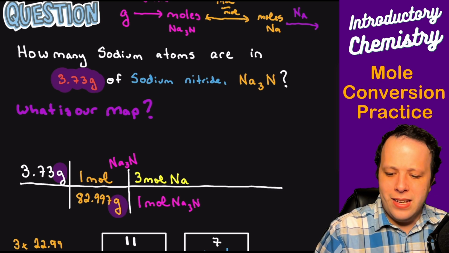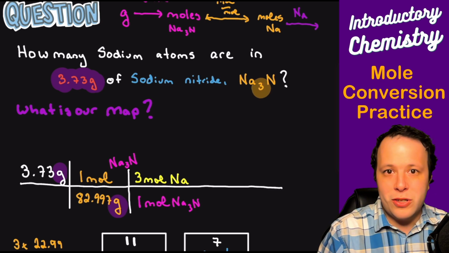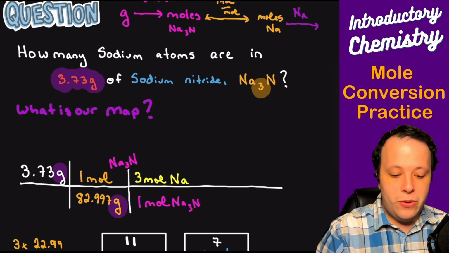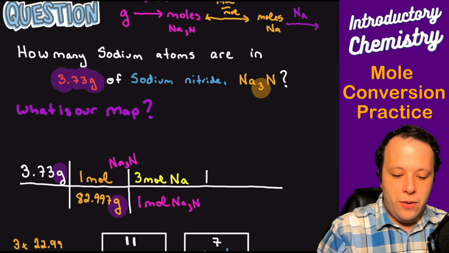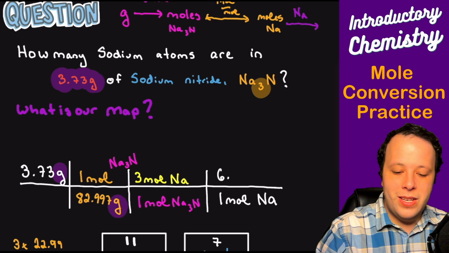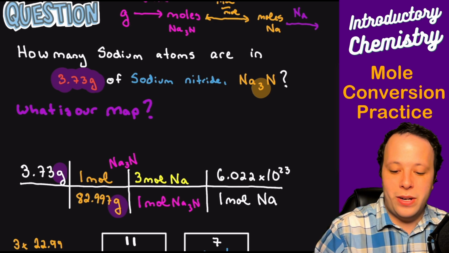How did I get that? Well, that's coming from the subscript that is in the problem. So it's a 1:3 ratio we're counting. Now, once we do that, our next step is being that we have our moles of sodium. That's equivalent to 6.022 times 10 to the 23 atoms sodium.